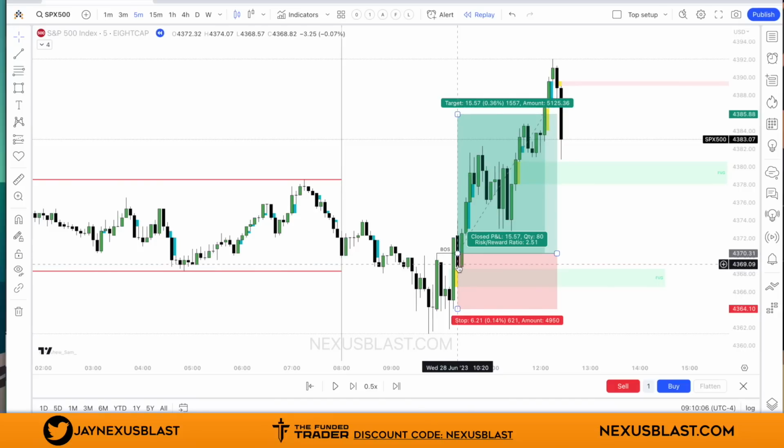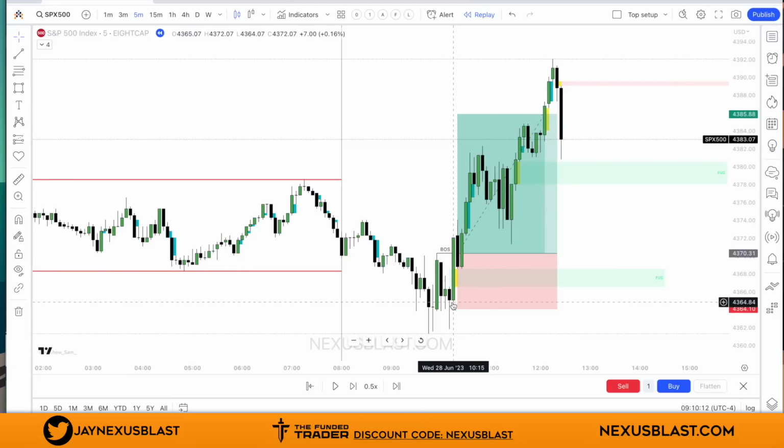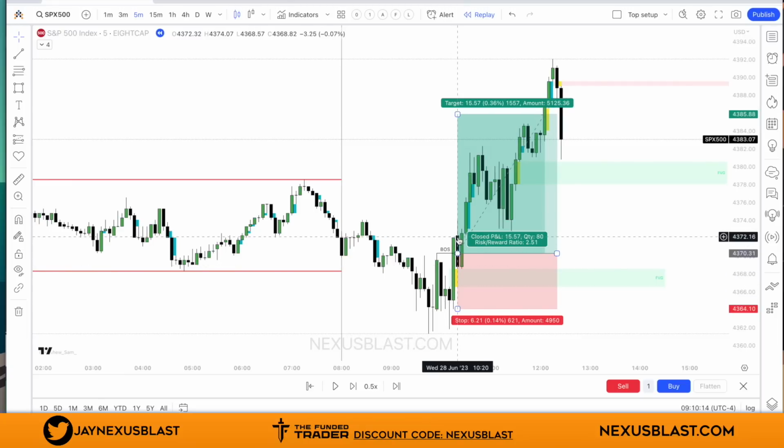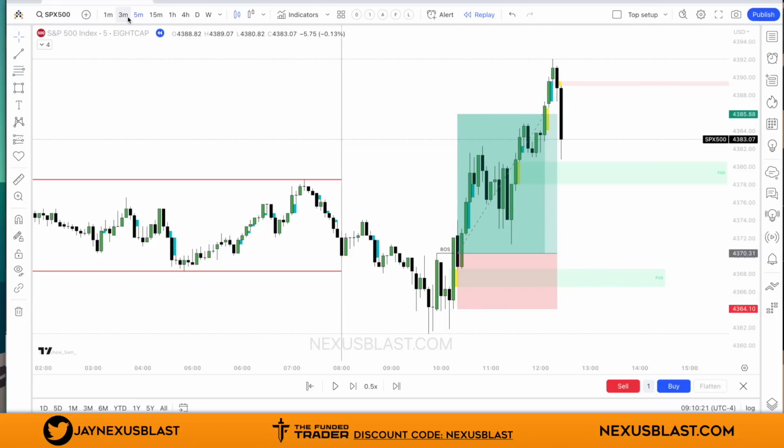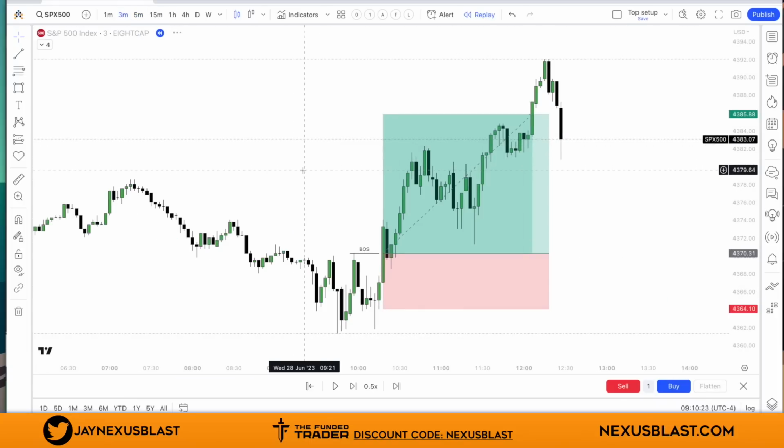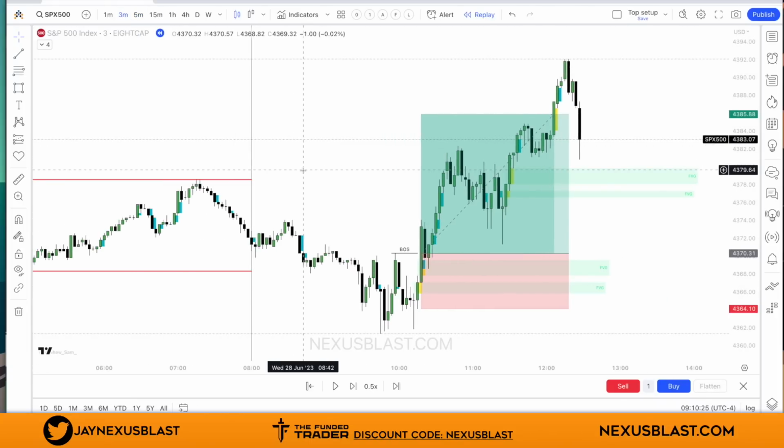So the fair value gap is only created at the close of this candle here. But here's a trick for you: when you see that there's displacement on 5 minutes and it's creating a fair value gap while it's printing, you can drill down to your lower time frames and see if our conditions are met on that time frame.